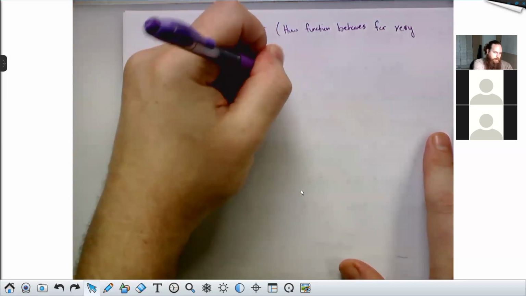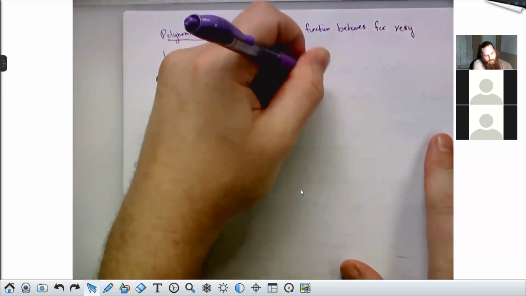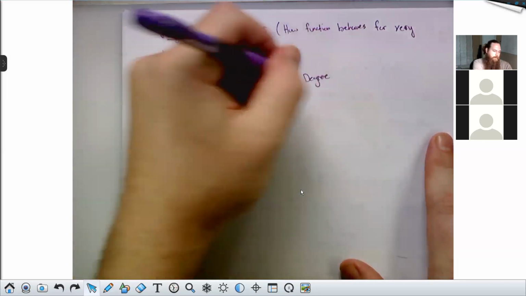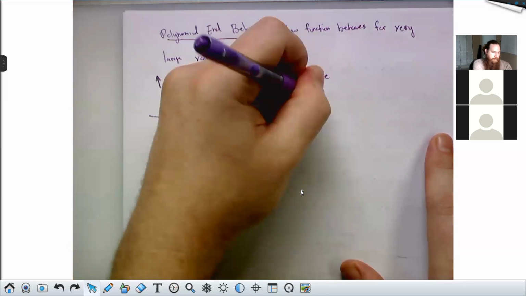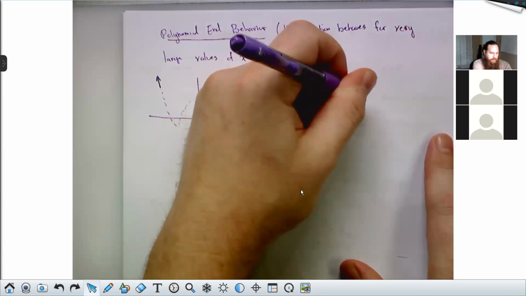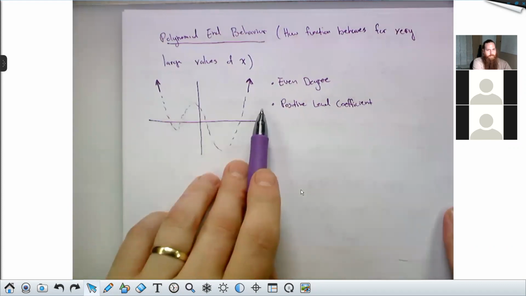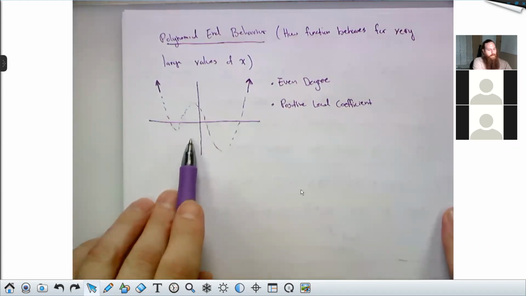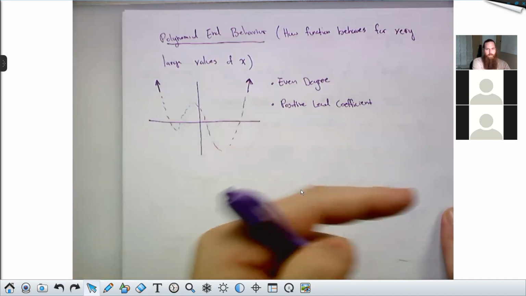So this is the picture that corresponds to an even degree and a positive lead coefficient. So if I give you a polynomial and the degree is even and the lead coefficient is positive, then I can't tell you what happens in between here. All sorts of complicated stuff could happen in between there. But I know that the graph goes up eventually on the left and goes up eventually on the right.